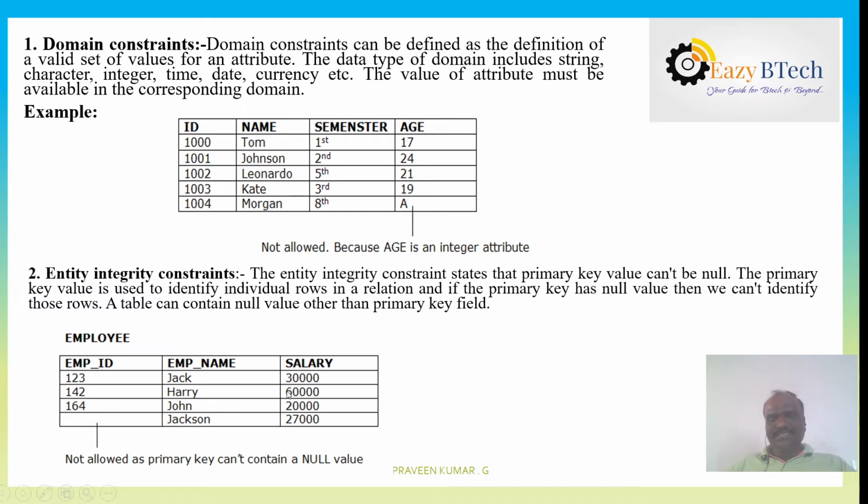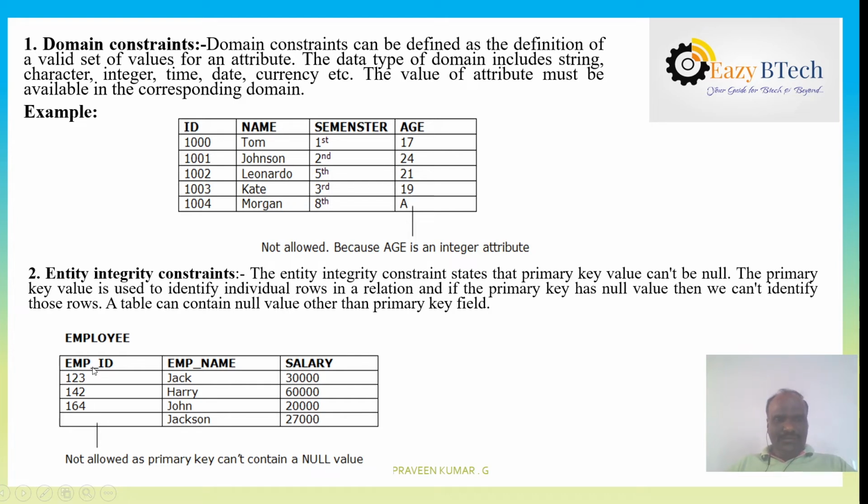In yesterday's session we discussed what a primary key is. In a strong entity, what is a strong entity? An entity having a primary key is called a strong entity set. The primary key value will never be null; compulsorily we initialize some value. Why? Because the primary key value is used to identify the individual row in a relation, and if a primary key value is null, we cannot identify those rows.